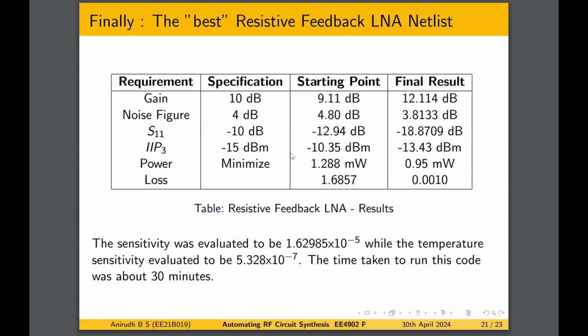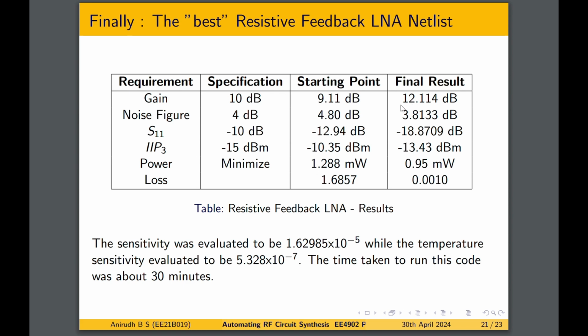And now we come to the resistive feedback LNA. The gain spec was 10 dB, noise figure was 4 dB, S11 -10 dB, and IIP3 -15 dBm. The starting point had a very low gain, 9.11 dB. It does not meet the spec. So does the noise figure, which is 4.80 dB. S11 of -12.94, IIP3 of -10.35, power of 1.288, and loss of 1.68 were the initial starting points.